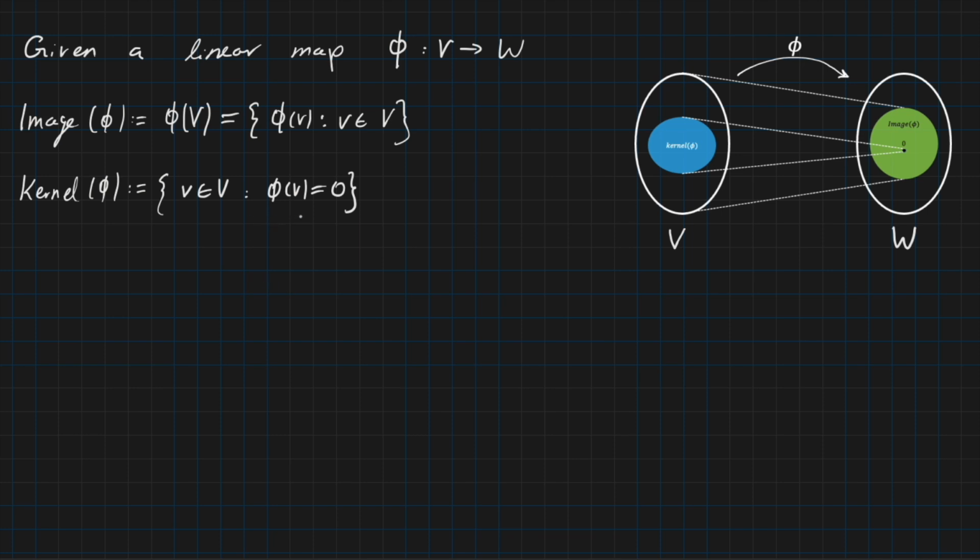Both are subsets of V and W respectively, and they're even linear subspaces. So not only subsets but also even linear subspaces. We will prove this in a future video.